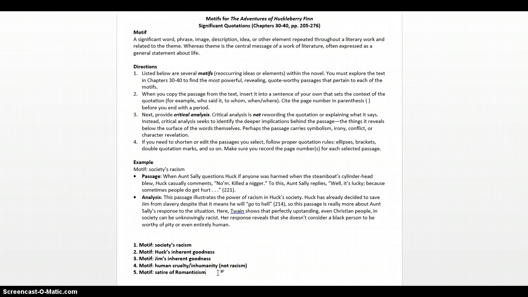And then the last one would be satire of romanticism. Of course we know that this is the realism unit, and Mark Twain was a big proponent of realism and did not really like romanticism, and so oftentimes he mocks or ridicules those who get emotionally involved, because to him it's ridiculous that someone would be so playful and happy-go-lucky about things when there are real issues that are happening in society at the time that he wrote this book.